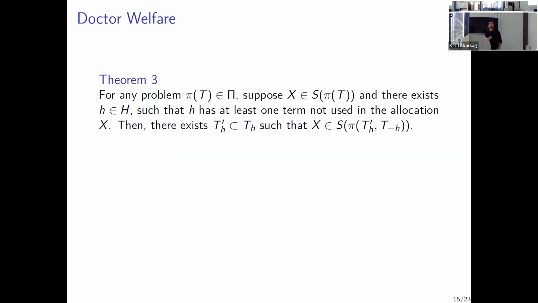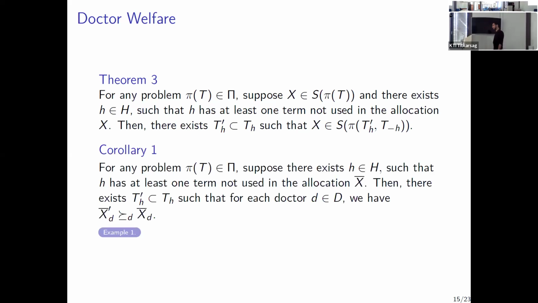And this directly leads to my next theorem, in which I had a new condition. So consider an allocation in the main problem, which is stable. If under this allocation, we have hospital H that has one term that is not used, we can withdraw it, and we obtain a sub-problem in which the allocation is still stable. So it can be reformulated using a property of irrelevance of non-used terms for stable allocation or something similar.